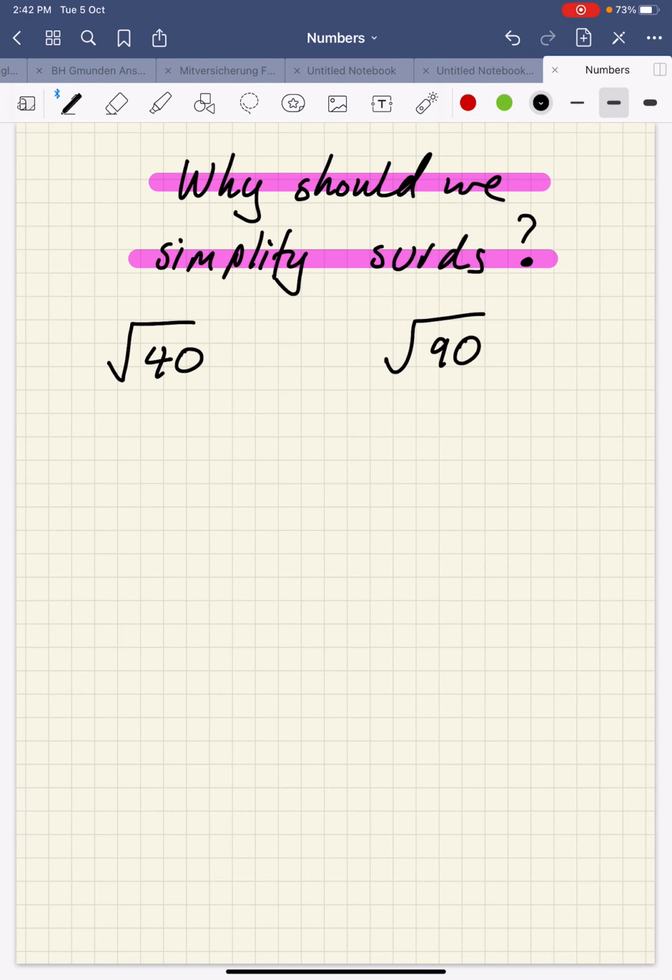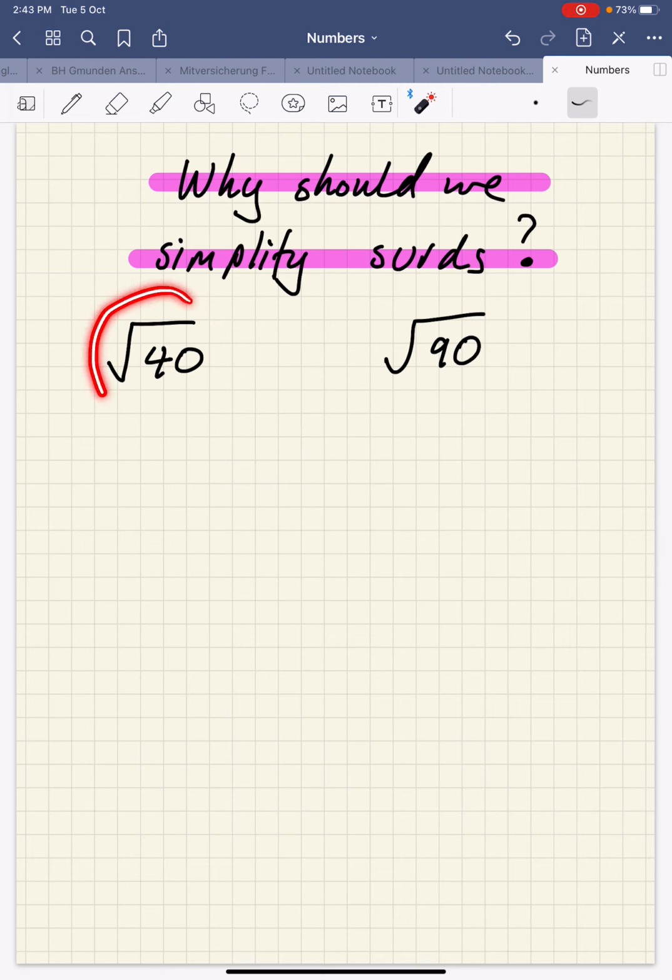Okay, so just a short video on answering this question. Why should we simplify surds? Now remember a surd, I just highlight this. A surd is the root of a number which isn't going to give a nice answer. And by a nice answer, we mean a ratio answer, a rational answer.